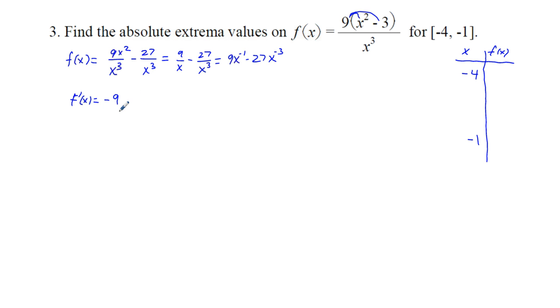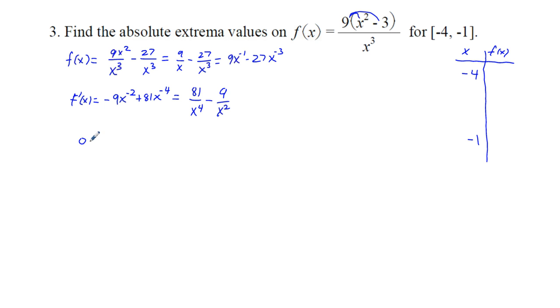to have -9, and we're going to have x to the -2 power because we subtracted. And then for the other term, we have -3 times -27, which is positive 81, and that's going to be x to the -3 minus 1 power, or -4. So rewriting this, we have 81 over x to the 4th power minus 9 over x squared. And now we can set this equal to 0 to find our critical numbers.